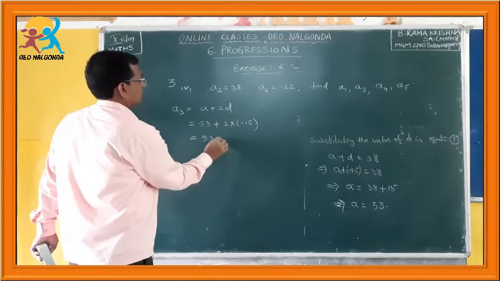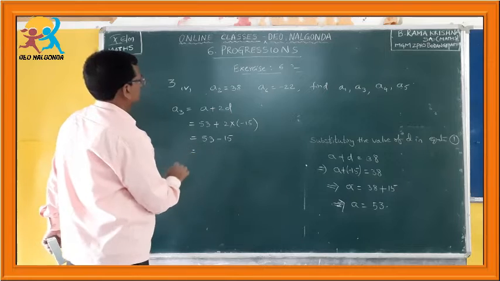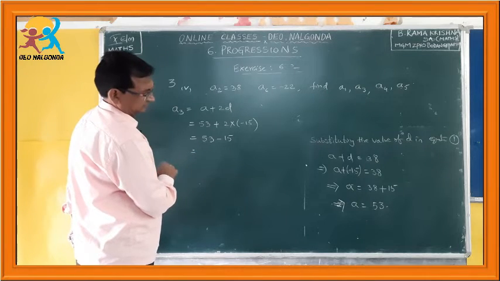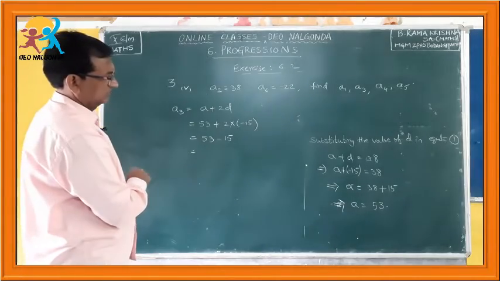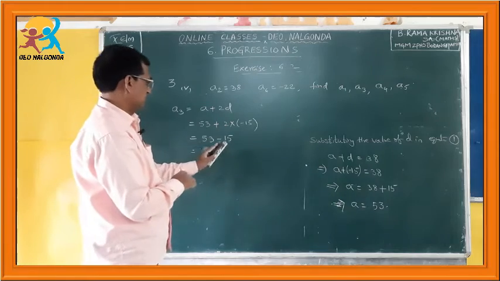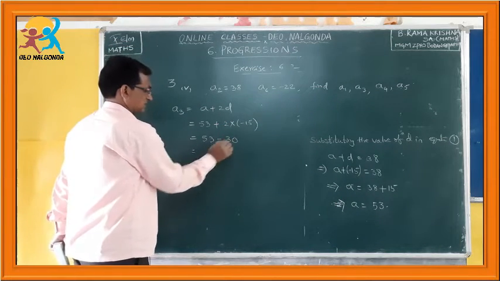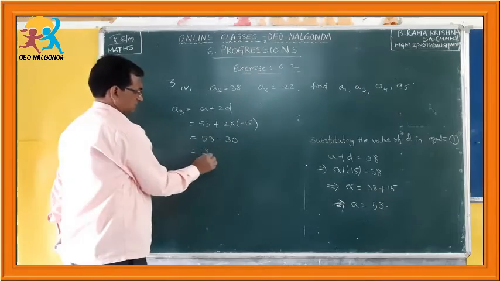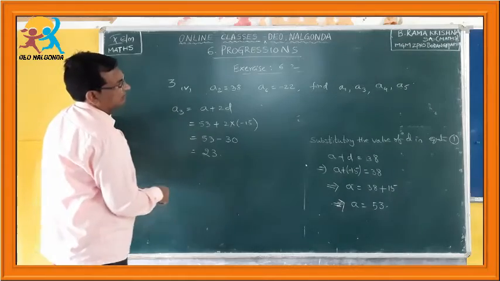minus 15. Did I make a mistake anywhere? 2 into 15 is not 15. 2 into minus 15 is minus 30. 53 minus 30 is 23. Okay, A3 is equal to 23.